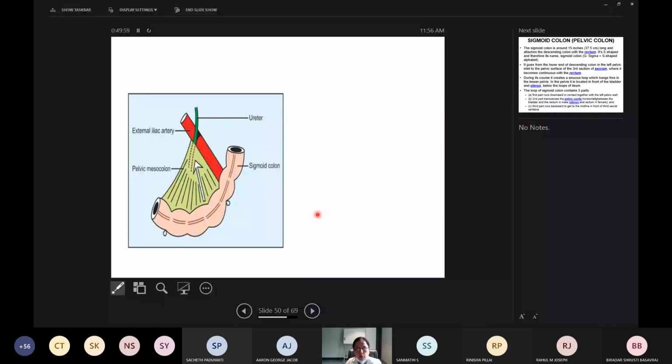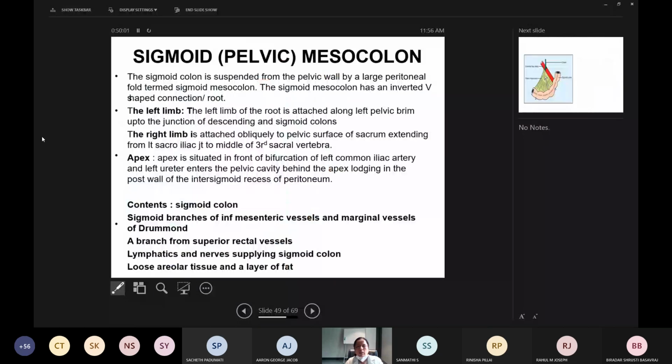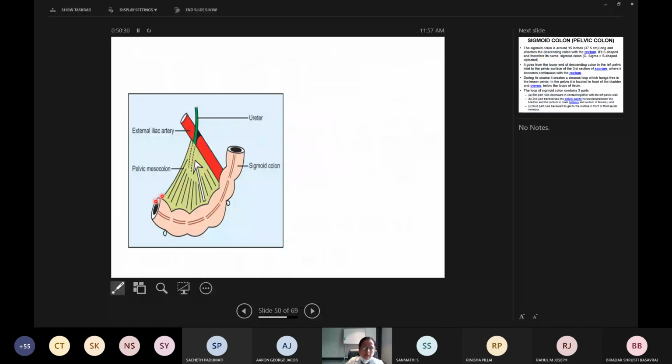Then there is something called the sigmoid mesocolon. Just like the transverse mesocolon, you have the sigmoid mesocolon, which suspends the sigmoid colon from the posterior abdominal wall by an inverted V-shaped fold, the root. This has got a left limb, a right limb and the apex. The left limb is attached to the left pelvic brim.